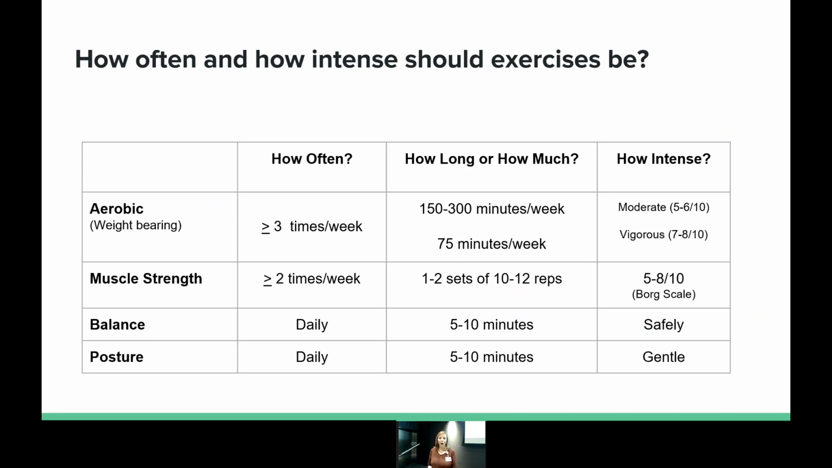So how often and how much should you exercise in order to make that difference in your bones? Well, the table here lists the 4 main types of exercises that we've been talking about, and it provides recommendations about how often and how much you should do them. These are basically called the official U.S. Physical Activity Guidelines for Americans. The guidelines suggest that you should work on your balance and posture every day for 5 to 10 minutes, that you should strengthen your muscles 2 or more times a week in 1 to 2 sets of 10 to 12 repetitions, and you should perform aerobic exercise 3 or more times a week.